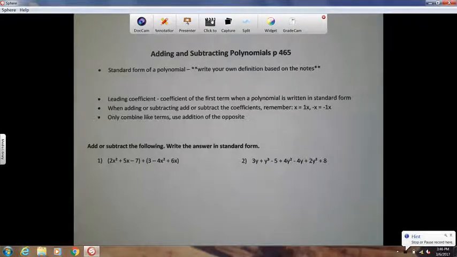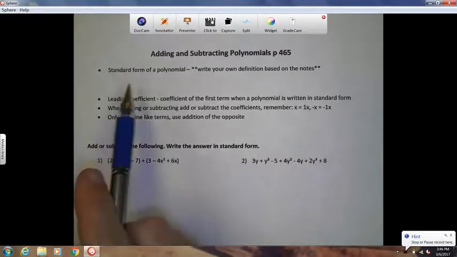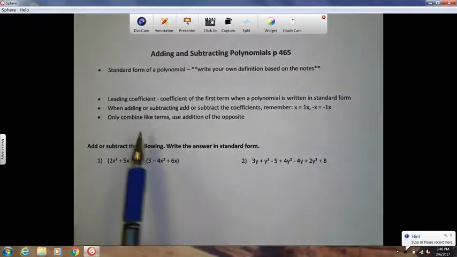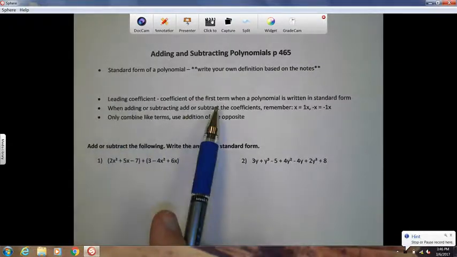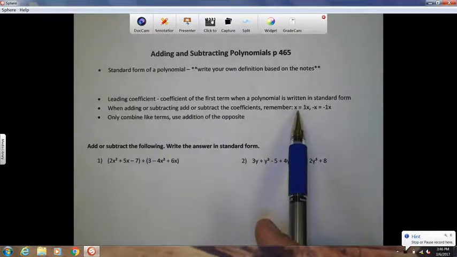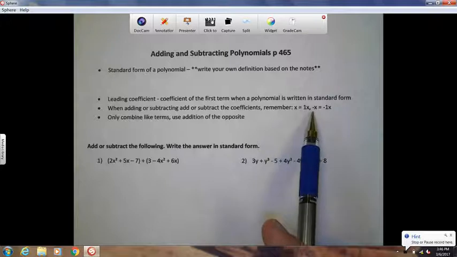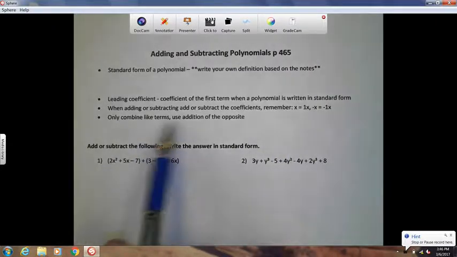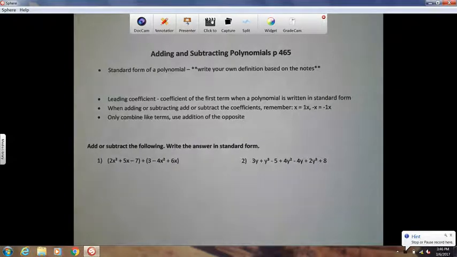Write your own definition. So I expect you to have a definition here for what standard form is. Leading coefficient, you can read that. Remember that if you just see an x, it means 1x, or minus x is negative 1x. So we're going to combine like terms. We're going to use addition of the opposite. Okay, so I'm going to show you some different ways to do this.